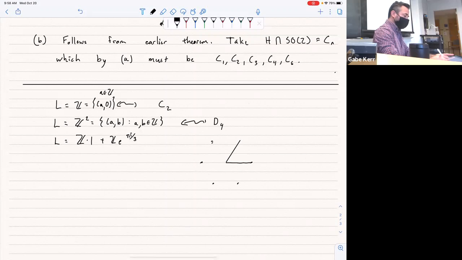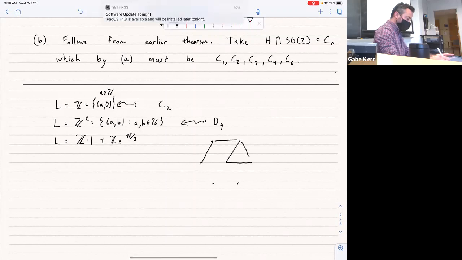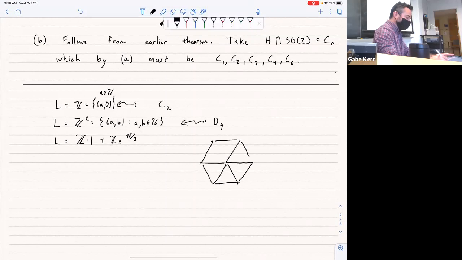And if you guys have all been in bathrooms, like this tiling, if you look at a bathroom, almost 90% of bathroom floors, you'll see some tiling like this. But the vertices here form the hexagonal lattice. And it's a closed subgroup.